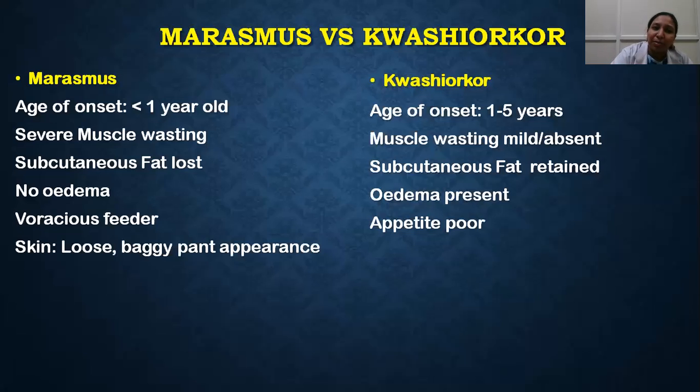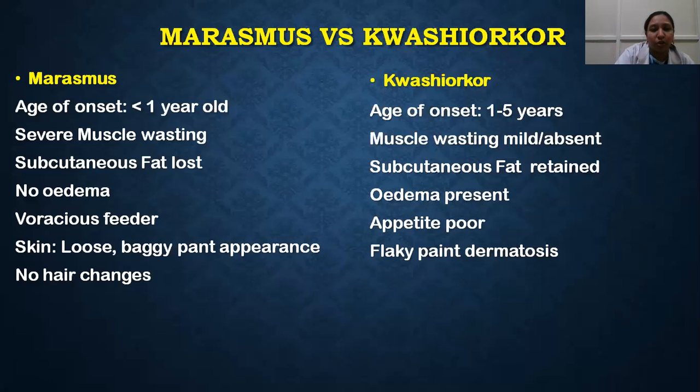Okay. Whereas in a marasmus child, the skin is very loose. You saw it's like a baggy pant appearance. I'll show you the pictures. So the baggy pant appearance, whereas in kwashiorkor there is flaky paint dermatosis. So there are patches due to the pigmentation of the skin and the edema, the skin is stretched and everything. So there is flaky paint dermatosis in kwashiorkor.